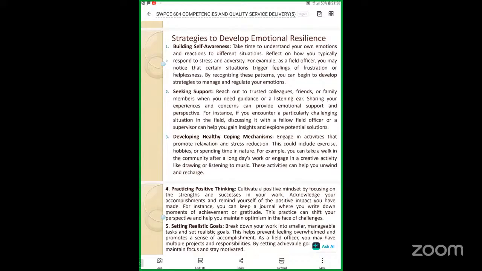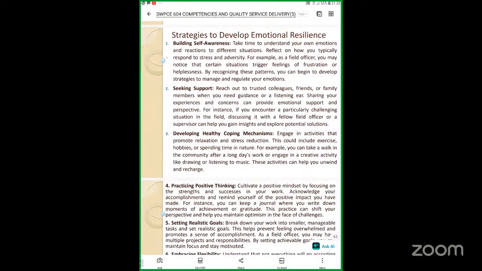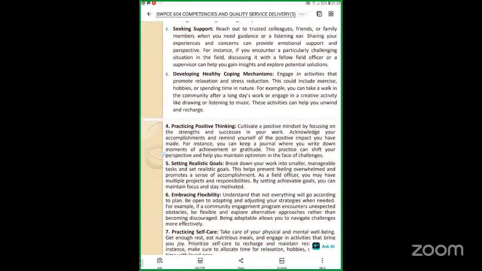I think we have talked about building self-awareness. Self-awareness, for you to know, to be aware of yourself, you need to build that. You need to seek support, like we have just mentioned, social support. You need to develop healthy coping mechanism, not defense mechanism in this respect. Coping mechanisms. How best can you cope with situations, with challenges, with problems that we have? How do you cope with situations at hand, with circumstances that are just coming? How do you cope with them? That is developing healthy coping mechanism. Engage in activities that promote relaxation and stress reduction.